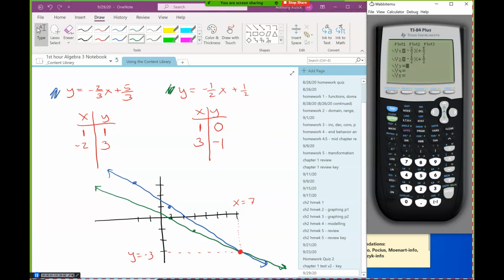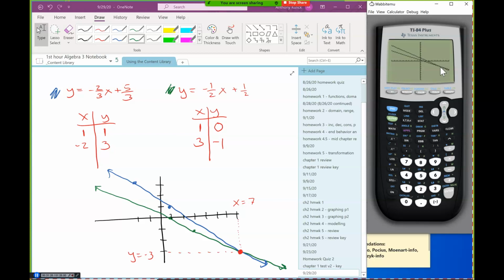So the easiest way for us to graph is we're going to press the zoom button there in the middle of the home row, and we're going to pick option 6 that says ZStandard. So here comes the first equation, and here comes the second one. And I can see the intersection on the screen. It looks like it's happening somewhere right about there. Is everybody okay with that?